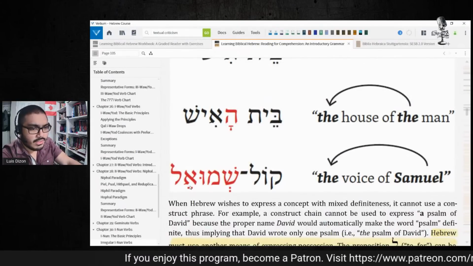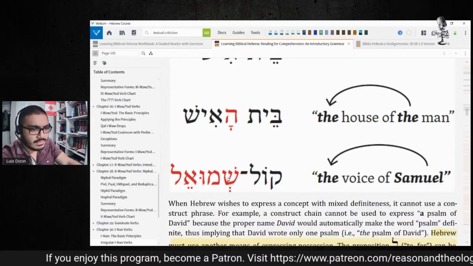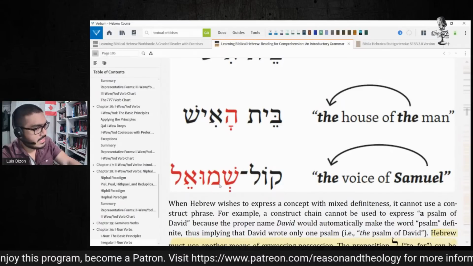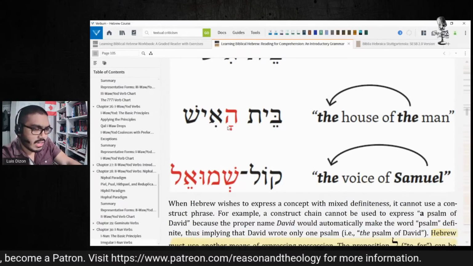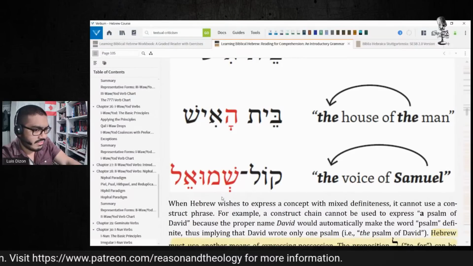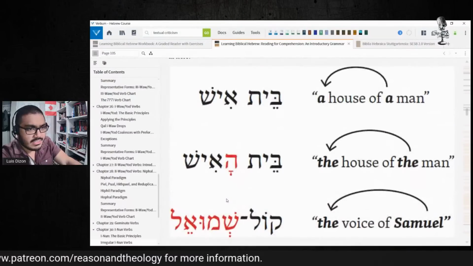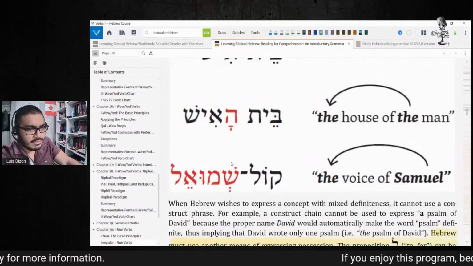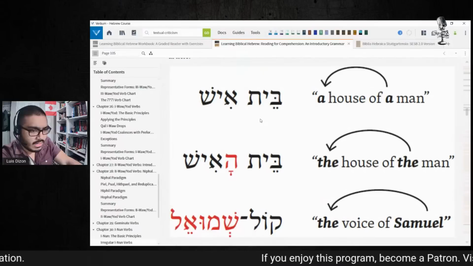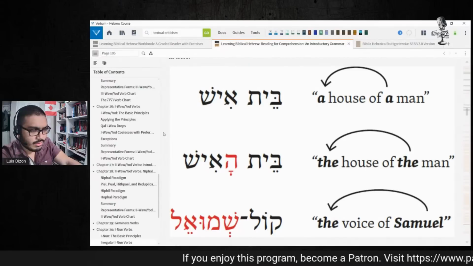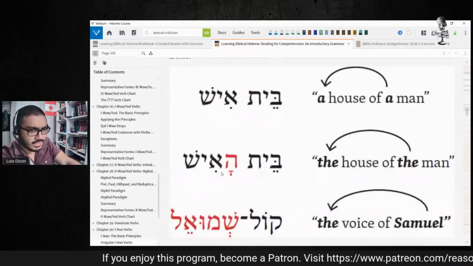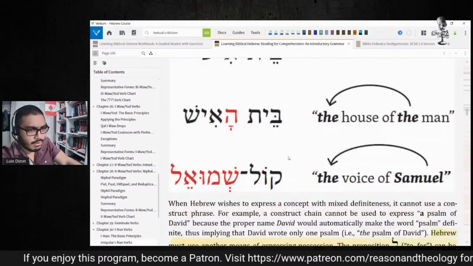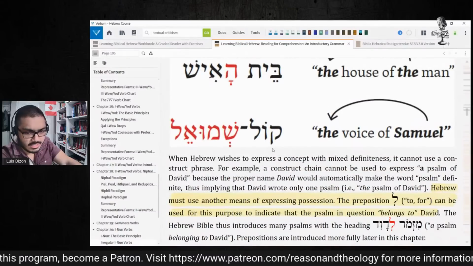And then Kol Shmuel, the voice of Samuel. Because Shmuel is a name, it does not need the ha at the beginning to be considered definite. Notice that in a construct, the entire construct has the same definiteness. So either the whole construct is definite or the whole construct is indefinite. You can't have a construct form where part of it is definite and part of it is not.